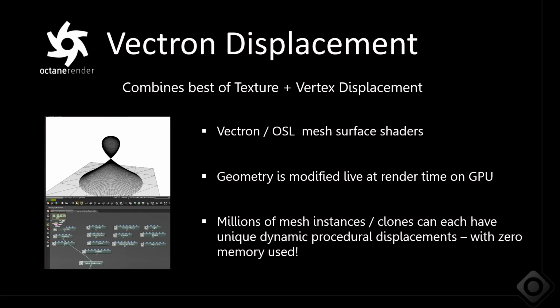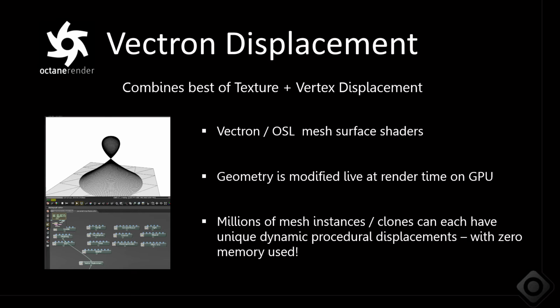It's driven by Vectron 3D shapes, or OSLs. You apply that to a mesh surface like you do with vertex displacement, but like with texture displacement, there is no unique copy of that mesh made. The geometry is modified and generated live on the GPU, and you can do 1 million of these different copies, and they will not take 1 million times more memory. That will be the case if you're doing vertex displacement currently, and there are limits with texture displacement. So this basically gives you the best of both.